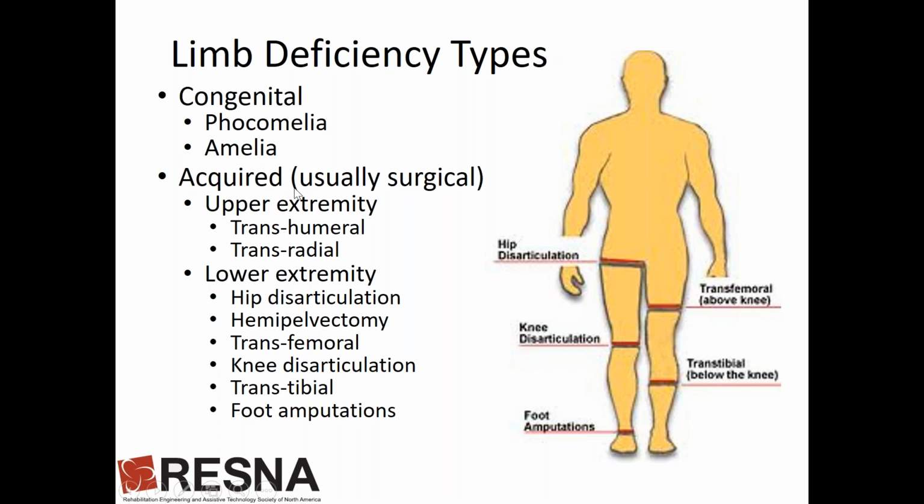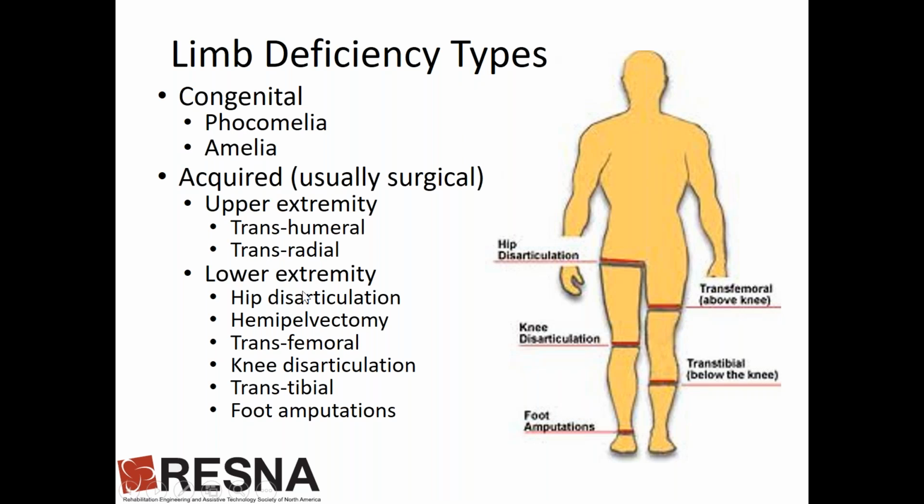When they have to do surgery for the amputation, they're going to intentionally try to do, for an upper extremity, either transhumeral or transradial. They're going to specifically try to hit certain landmarks, and that, as a result, will help with some of the prosthetic use.